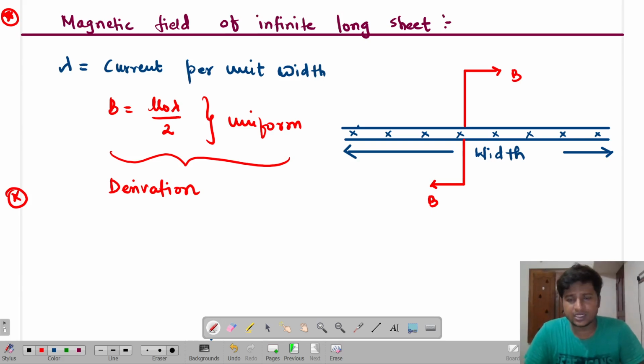But you should remember that yes, for a current carrying sheet also, a magnetic field exists and it is exactly equal to B = mu naught lambda by 2, where lambda is the current per unit length. Are you able to get me? Is this clear?